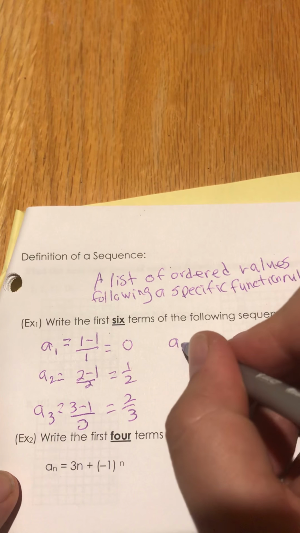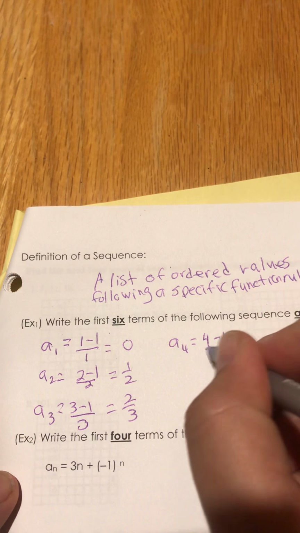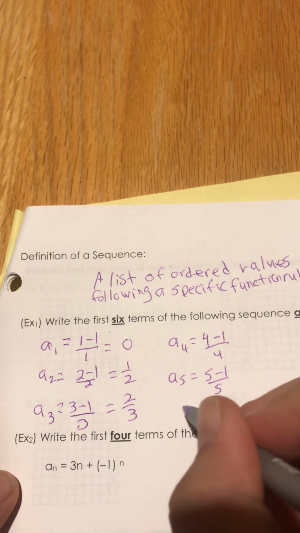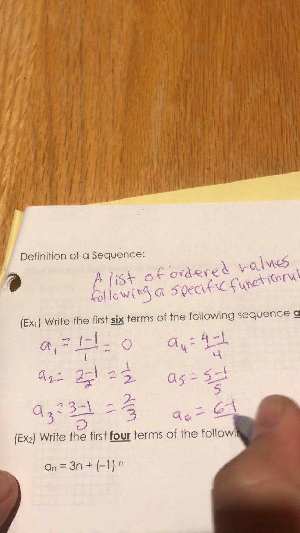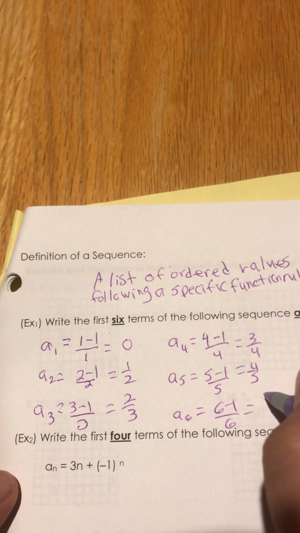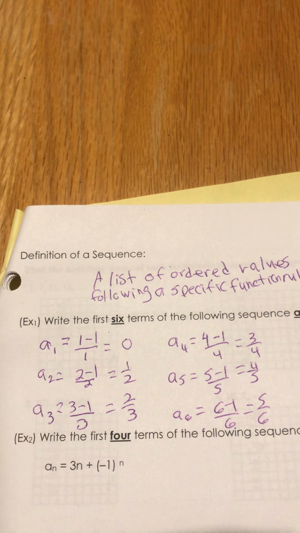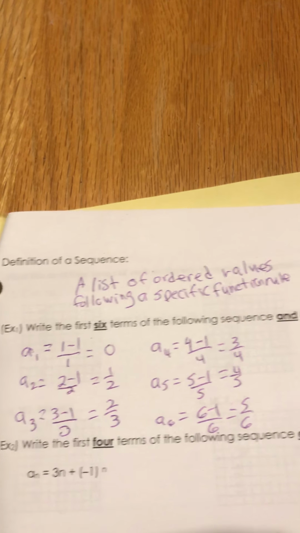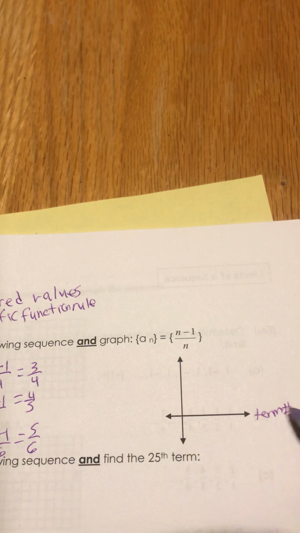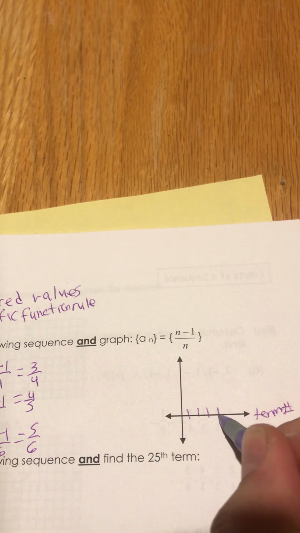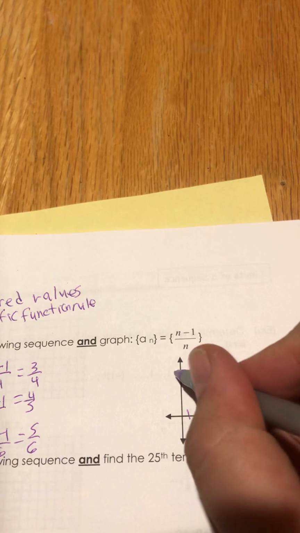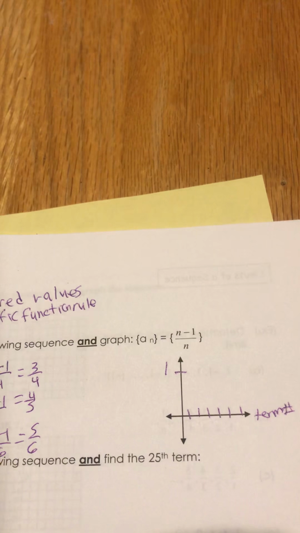A of 4 is going to be 4 minus 1 over 4. A of 5, 5 minus 1 over 5. A of 6, 6 minus 1 over 6. So this is equal to 3/4, 4/5, and 5/6. So what we end up plotting is the term number. So the x-axis is the term number. So this is the first term, the second term, third term, fourth term, fifth term, sixth term. And this is up at 1 here, because our numbers are between 0 and 1.